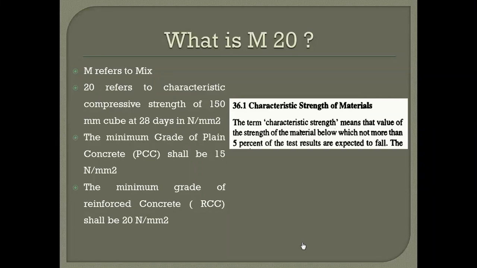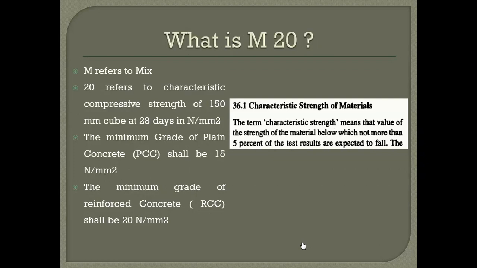So the minimum grade that has to be used for plain cement concrete is M15, that is 15 newton per mm square, whereas the minimum grade for RCC work should be M20. That is, the minimum grade for RC work is 20 newton per mm square.